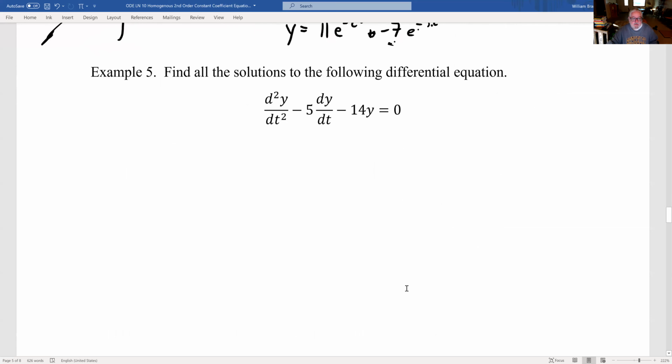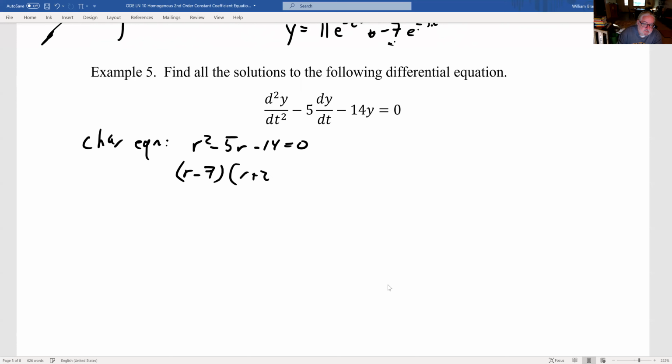So here's another one. Find all solutions to the following differential equation. D squared y dt squared minus 5 dy dt minus 14y equals 0. So how do we solve this? Characteristic equation is r squared minus 5r minus 14 equals 0. And I can factor that. Let's see, r minus 7 times r plus 2 equals 0. So r equals 7, r equals minus 2.